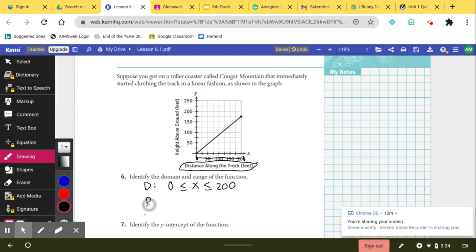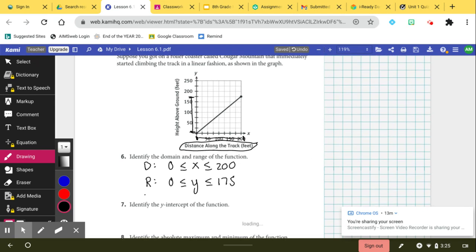My range are my outputs, which is the height above the ground the roller coaster is. And it starts off 0 feet above the ground and goes to 175. So it would be 0 is less than or equal to y, which is less than or equal to 175. So we have the domain and range, which are those real values in between those inequalities.